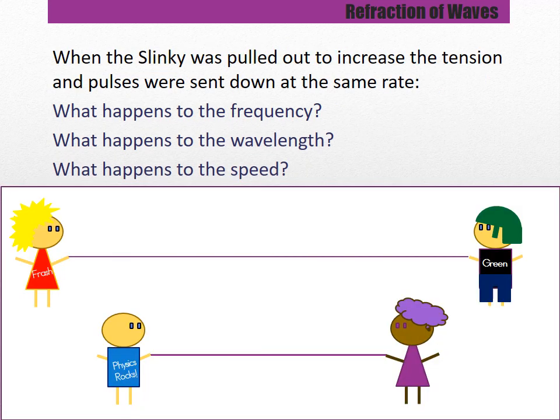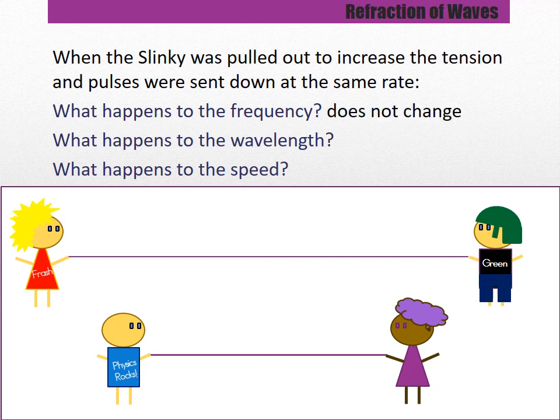When the slinky was pulled out to increase the tension and pulses were sent down at the same rate, what happened to frequency? Well, let's say Fresh sends down 5 waves in a second. Well, that means that green is going to receive 5 waves in a second. Let's say Physics Rocks sends down 5 waves in a second. Well, the student on this end will receive 5 waves per second. So regardless of the tension, the frequency will not change.